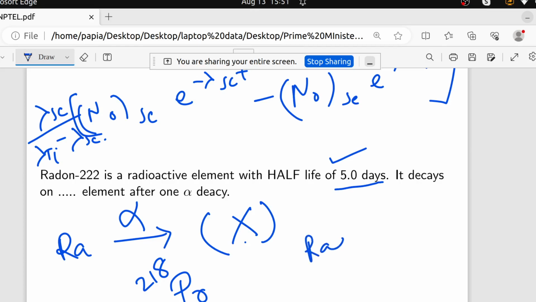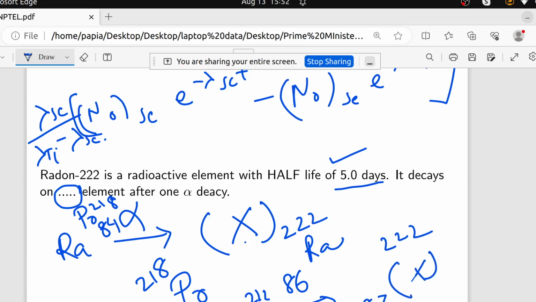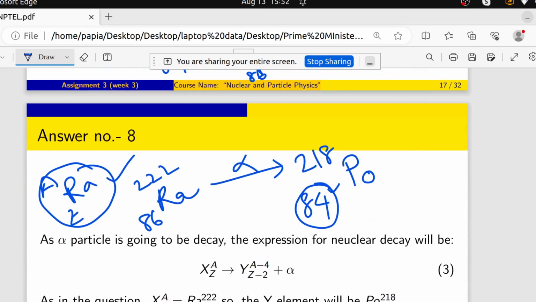as radon has 86 222. That is the question. That is the expression. Okay, so here there is nothing to do with the half-life, but they still mentioned it. They are asking which element it decays to. So the element will be polonium and the expression of polonium will be 84 218, as it is alpha decay. If it was beta decay, then what would happen? Then radon 86 222 would come as 87 and so on, whatever the element is in the periodic table.